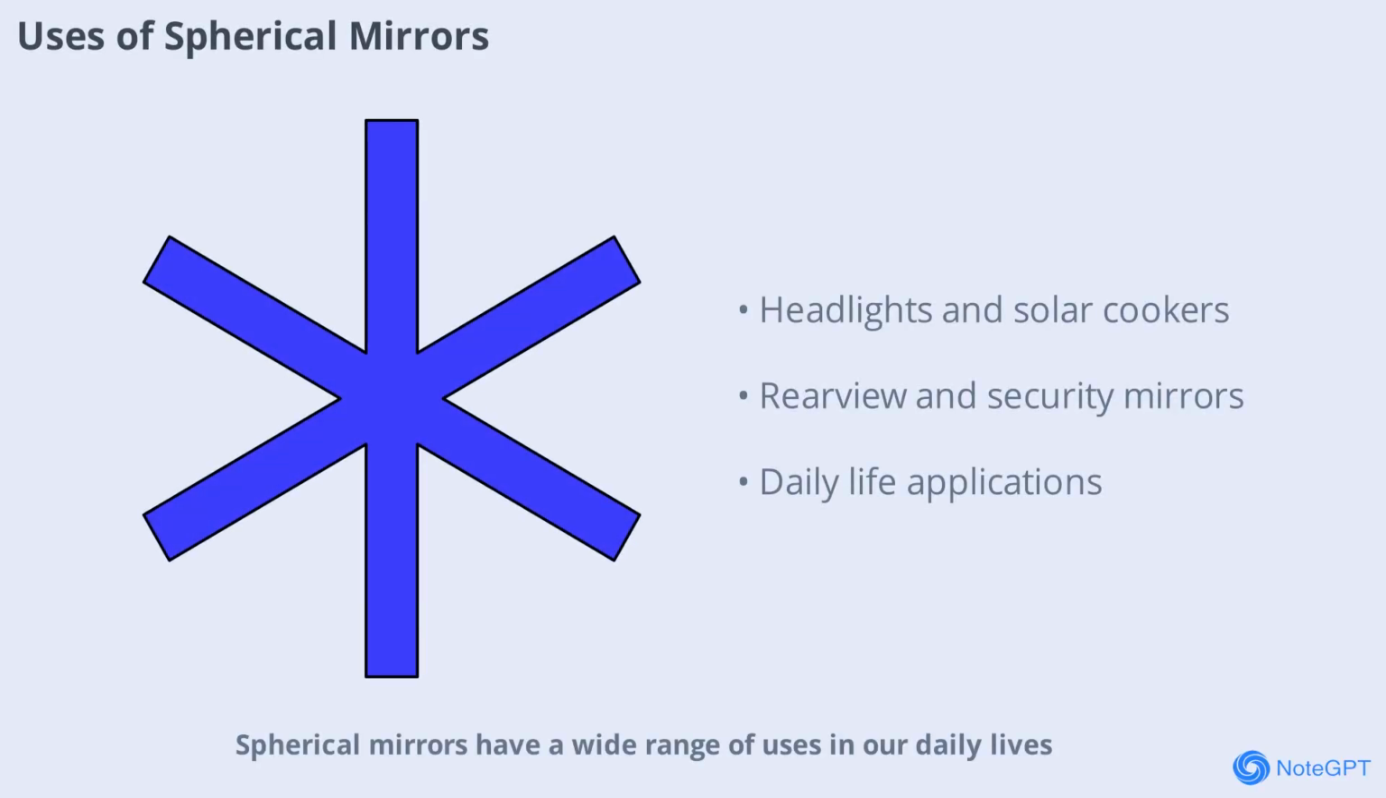Spherical mirrors have a wide range of uses in our daily lives. Concave mirrors are used in headlights, shaving mirrors, and solar devices, while convex mirrors are found in vehicles and security systems. Understanding their properties helps us appreciate how these mirrors make our lives safer and more convenient.